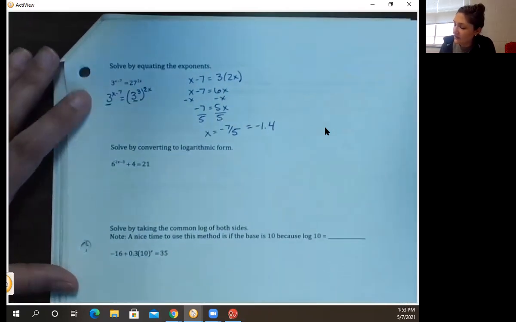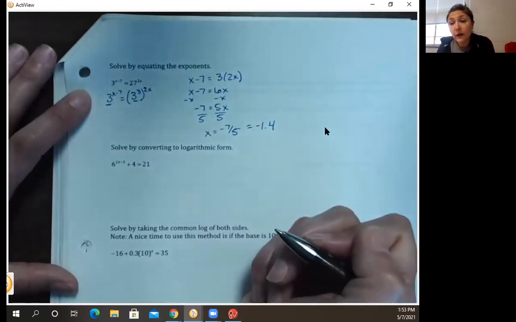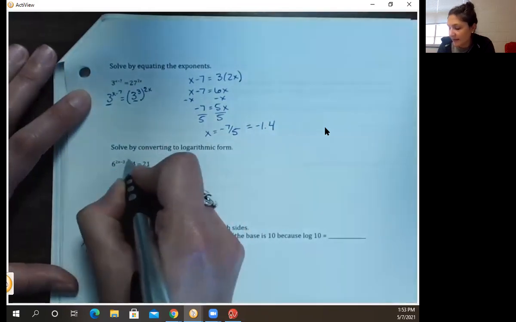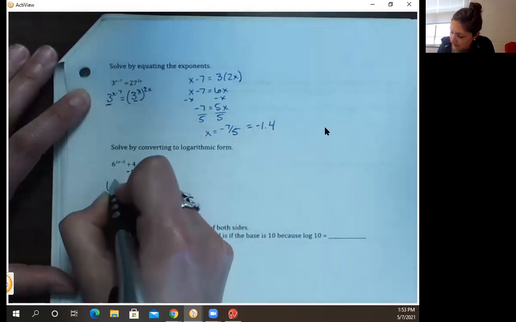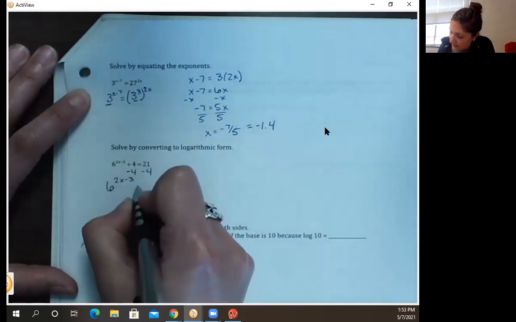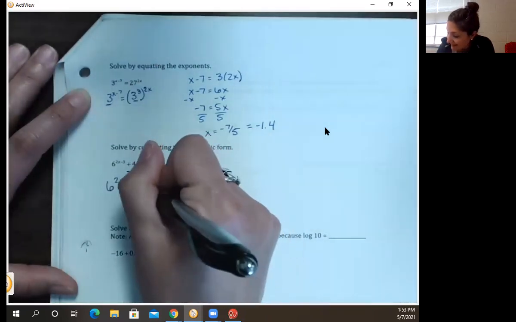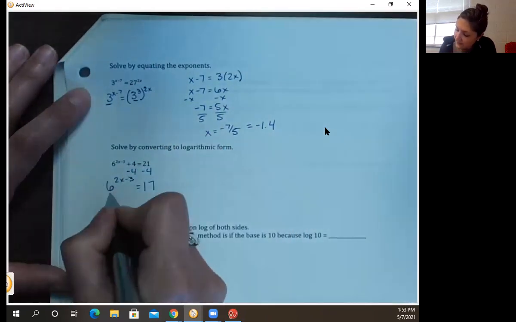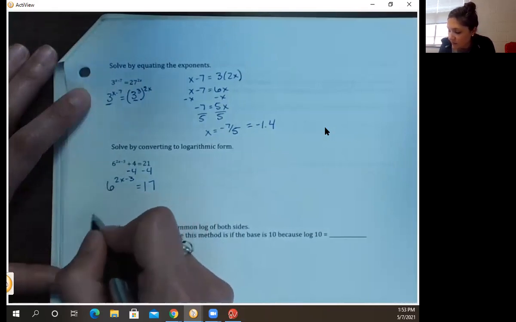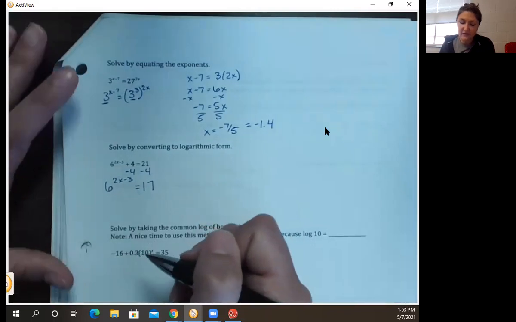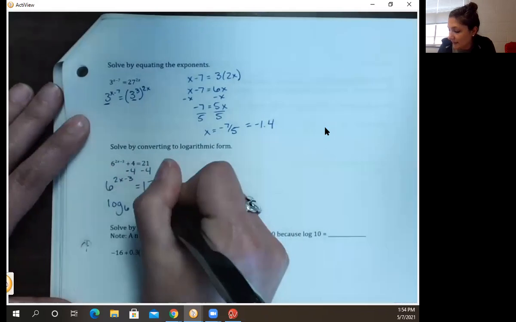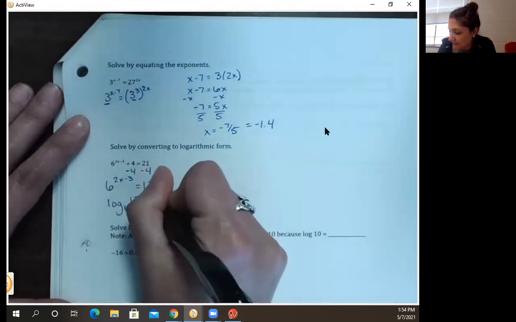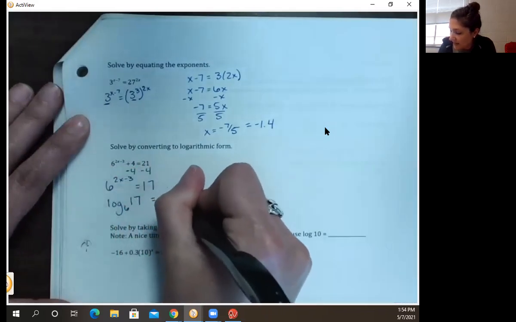Our next example, I'm going to solve by converting it to a log. Before I can rewrite this as a log, I have to have the thing with the exponent by itself. So I need to move this 4 to the other side to start. So 6 to the 2x minus 3 equals 17. Once the thing with the exponent is by itself, I'm not multiplying it by anything. I'm not adding or subtracting anything. Once that's by itself, I can rewrite this as a log. So this would be log base 6 of 17 equals 2x minus 3.